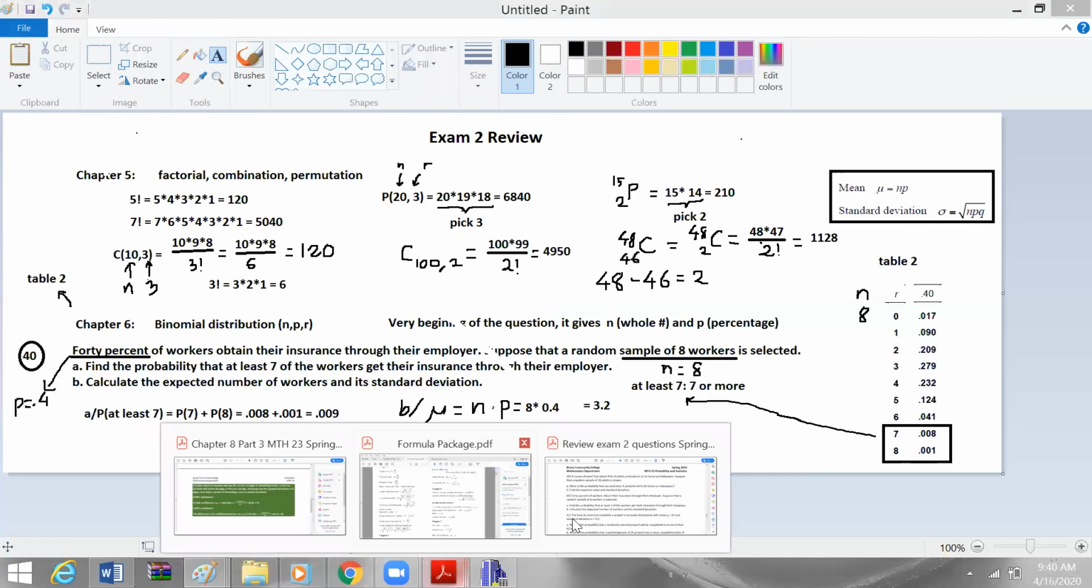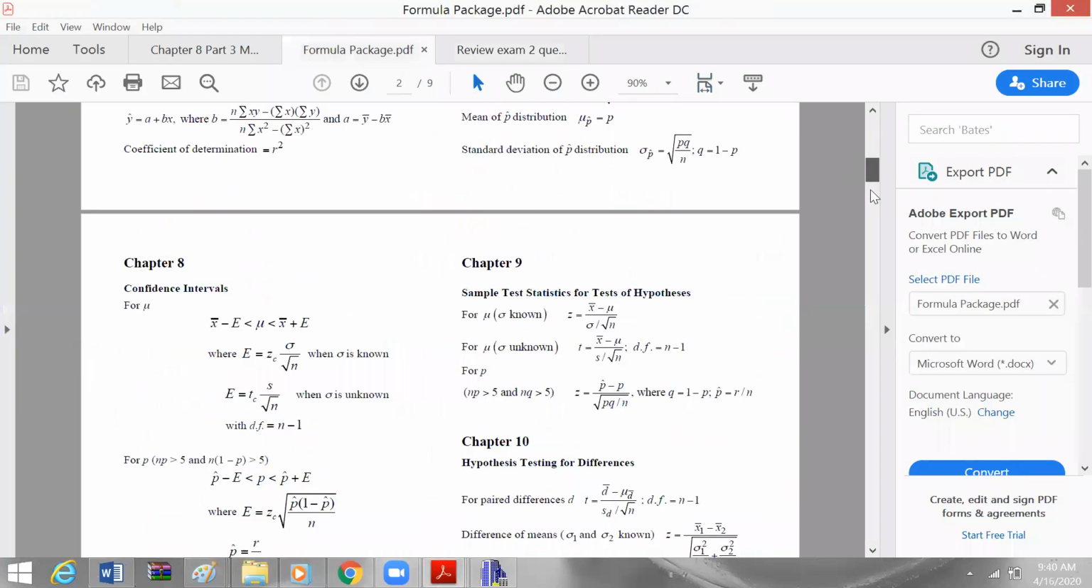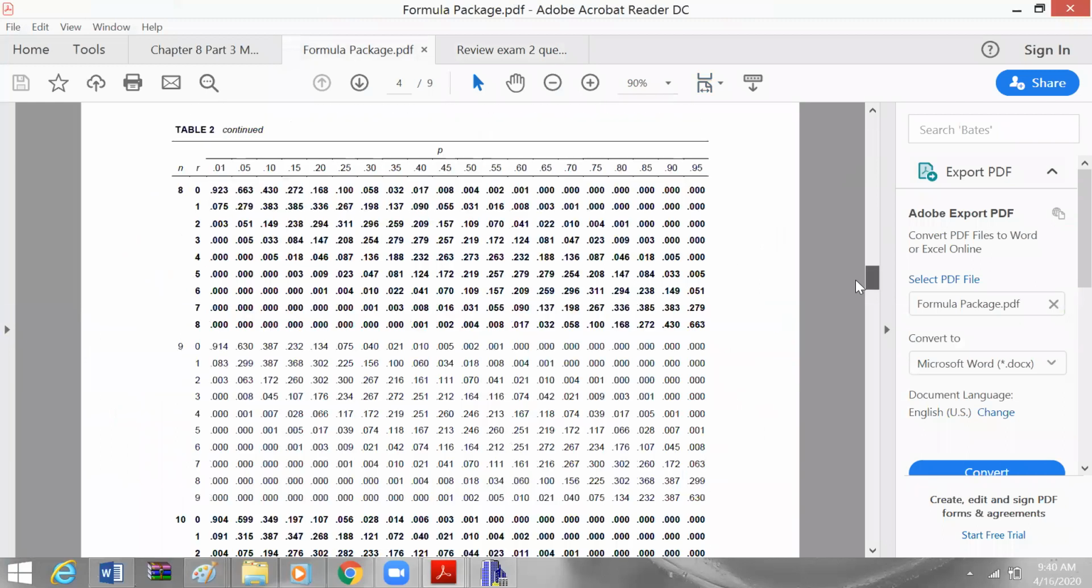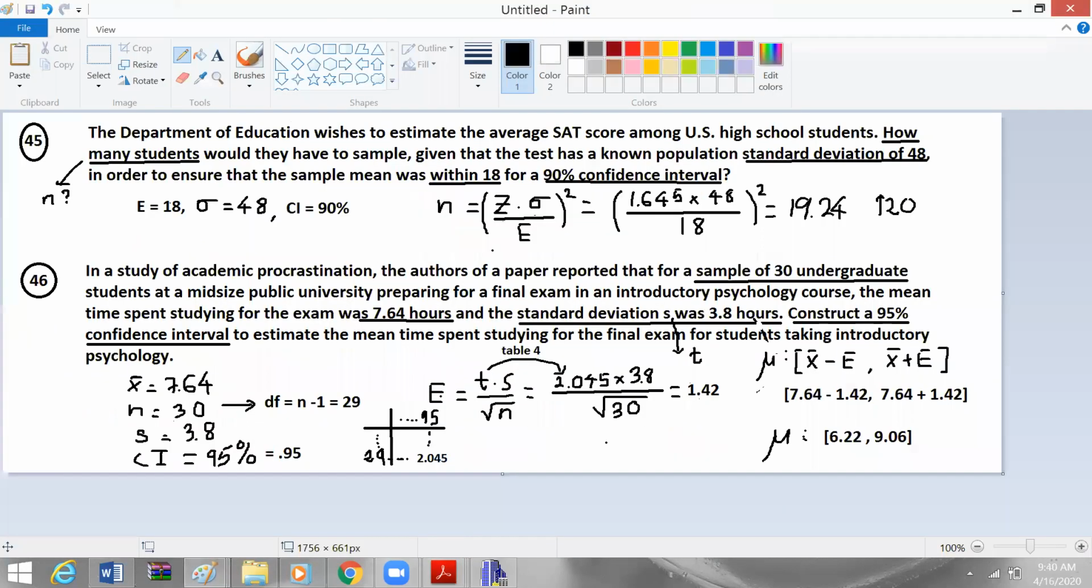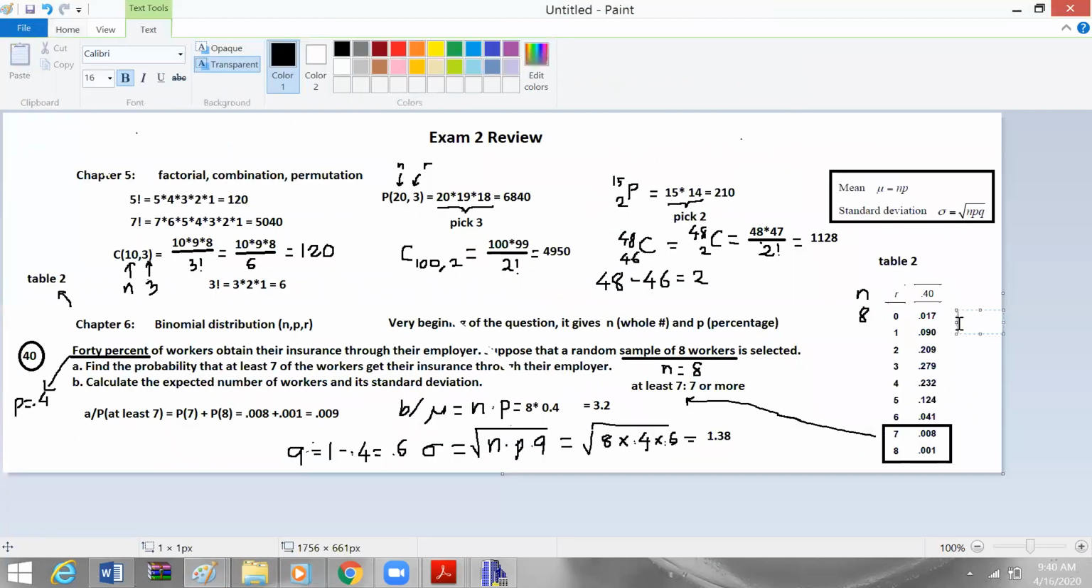So the first step is to go to n equal to 8 first, right? And then we go to 0.4, correct? So this is the column that we need to use. This is the entire column. This is what I copied and pasted for that part. You can check that.